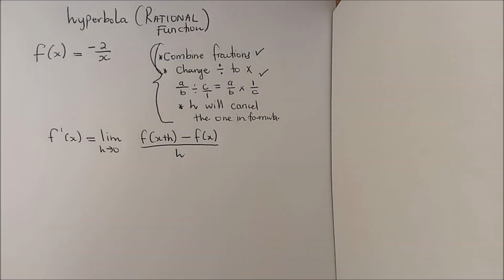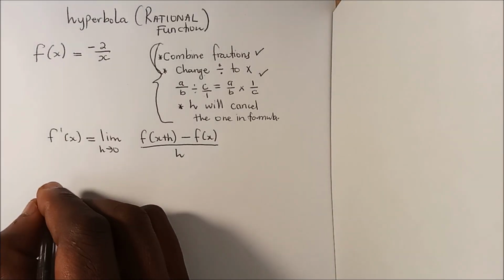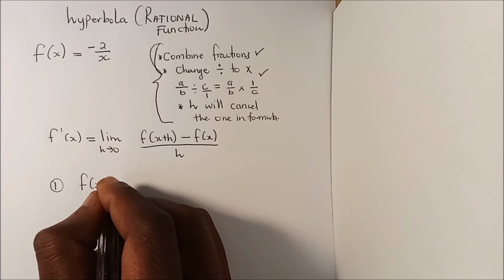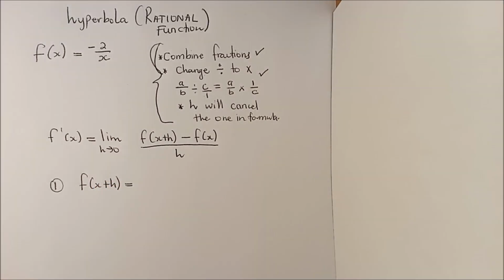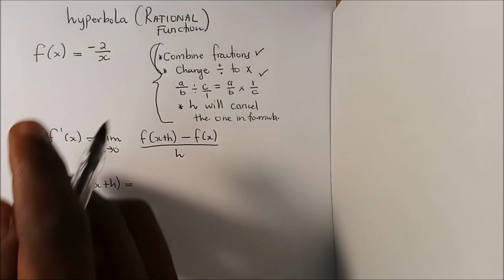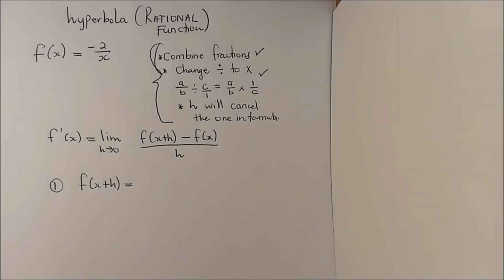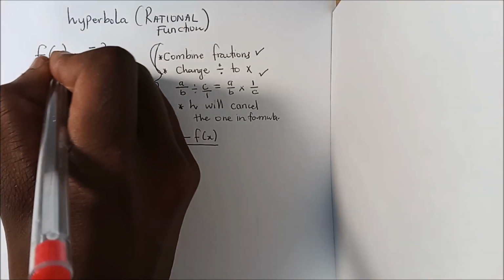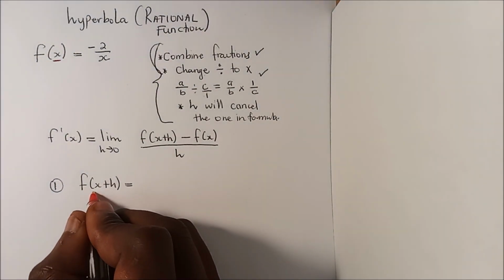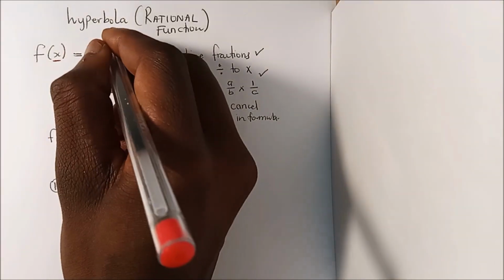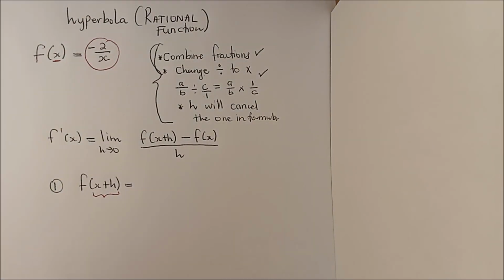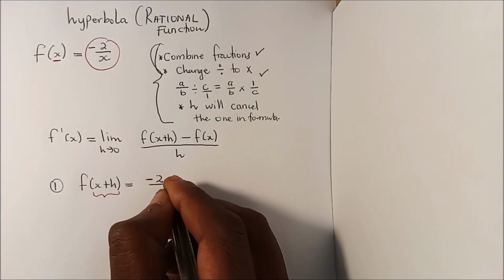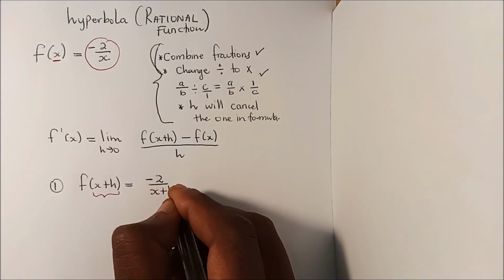So now, like with the previous functions, the first thing that we are finding was f of x plus h. So now, what is f of x plus h? This means that where we see x, what are we going to put? So here is our x. It has changed. Now it is x plus h. So that means here, where we see x, we will put x plus h. So we will have negative 2 over x plus h.